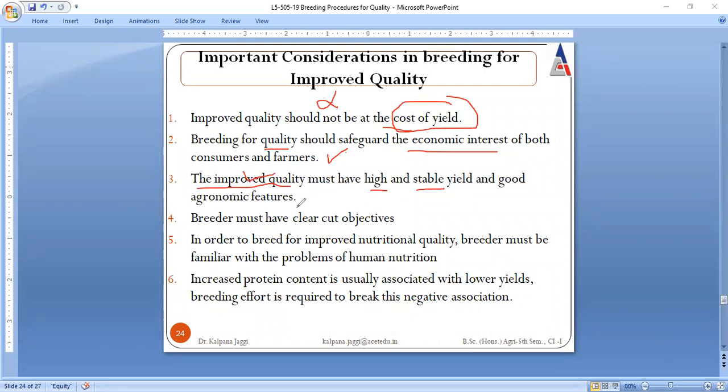But before we talk about all these big considerations, the objective of the breeder must be very clear. He must know what is to be done and what is not to be done, what is to be introduced and what is not to be introduced, what is going to be beneficial and what is not going to increase the cost of the yield. That means before we proceed for any breeding methodology, the clear-cut objectives of the breeder must be present, right?